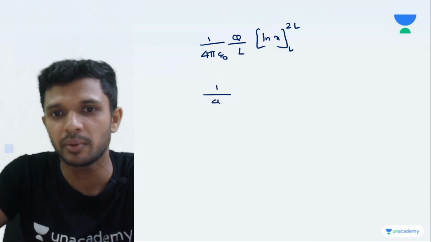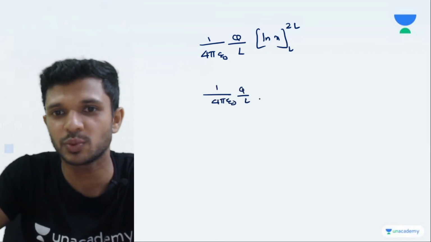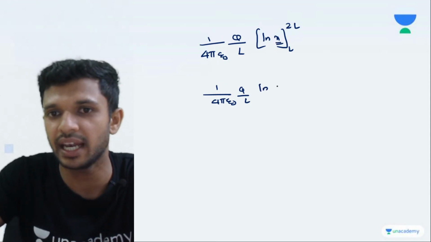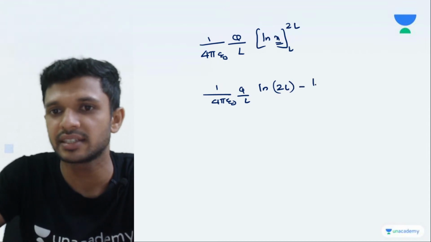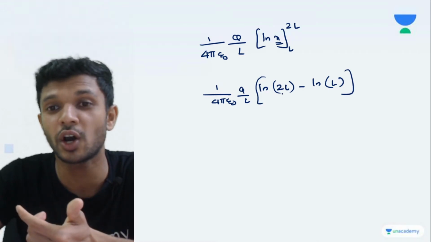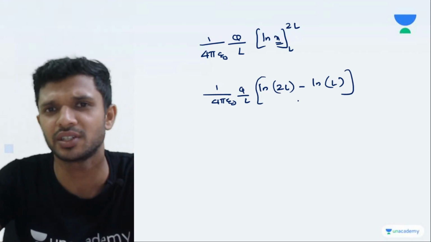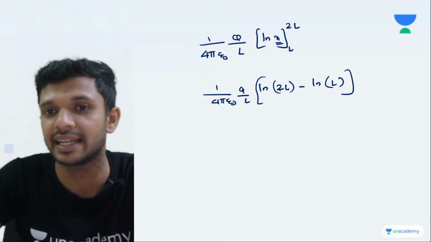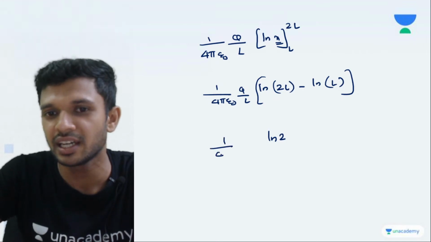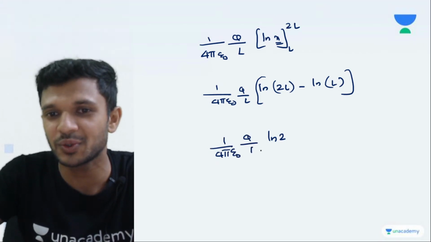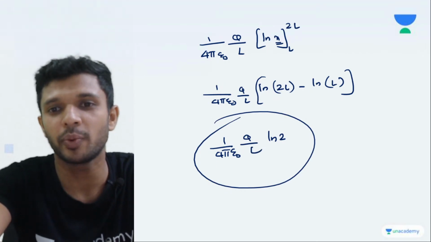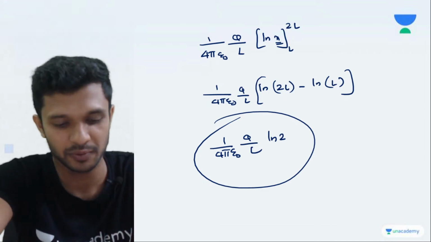So continuing, 1 by 4 pi epsilon 0 charge by length ln. First, the logarithm will take the upper limit, ln 2L, right? Minus, then the logarithm will take the lower limit. Log A minus log B. What is log A minus log B? You all have learned in your first year, right? Log A by B, that is 2L by L. L L cancel. What remains is ln 2. Then 1 by 4 pi epsilon 0 q by L. We got the answer, right? So 1 by 4 pi epsilon 0 q by L ln 2.